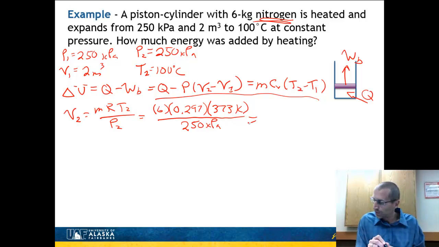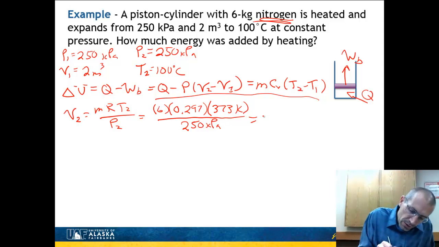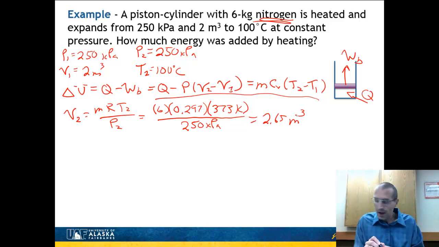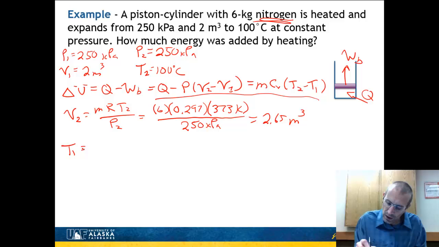And so that goes ahead. I calculate that as a final volume of 2.65 cubic meters. And the other one I'm going to need, I need my initial temperature. So I can again use the ideal gas law, but now at the initial condition. So T1 is going to be equal to P1 V1 over mR.